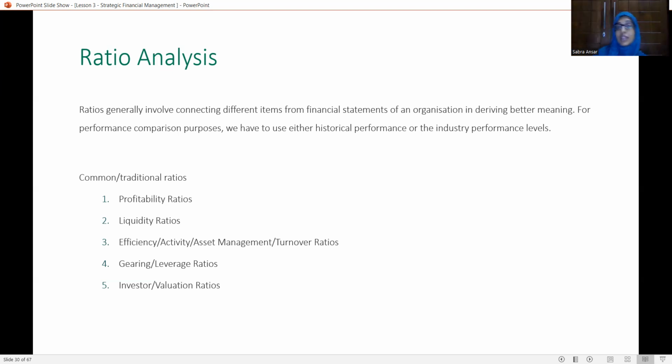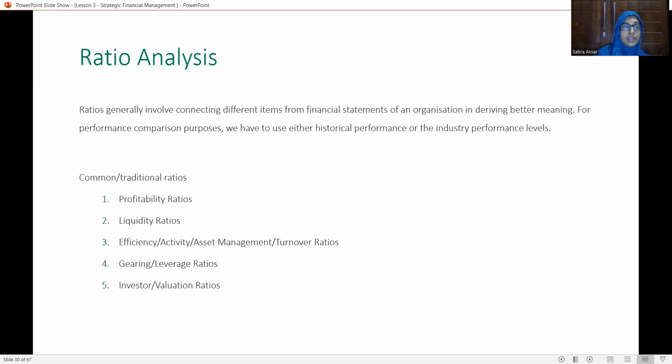Thereafter, using that, industry performance levels can be calculated, and then there can be a comparison, and there are also industry benchmarks given for certain ratios. So it will be easy for any user to understand the company situation as well. Now, as you can see, there are 5 types of common or traditional ratios that are being calculated.